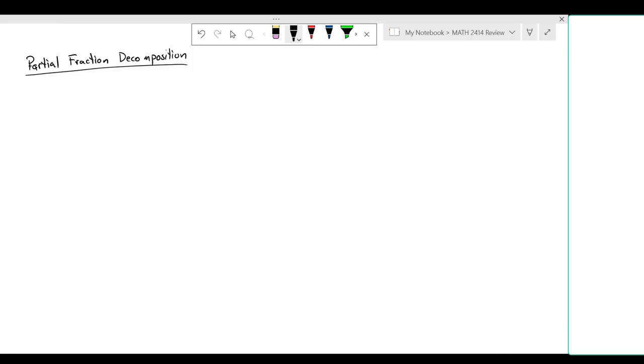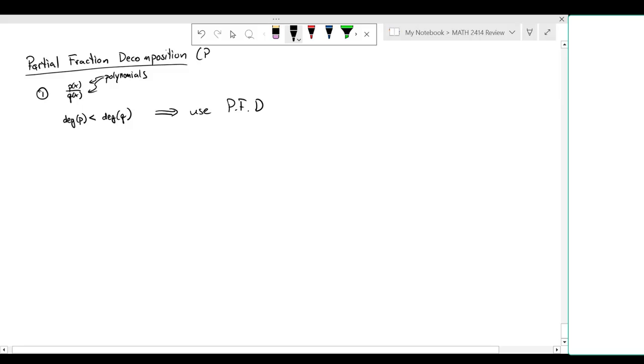Okay, so I guess some notes. First of all, you have a polynomial on top and bottom. That's a rational function. These are polys. To use partial fraction decomposition, we have to have that the degree on top is strictly smaller than the degree on bottom. And then you can use partial fraction decomposition, PFD, right?